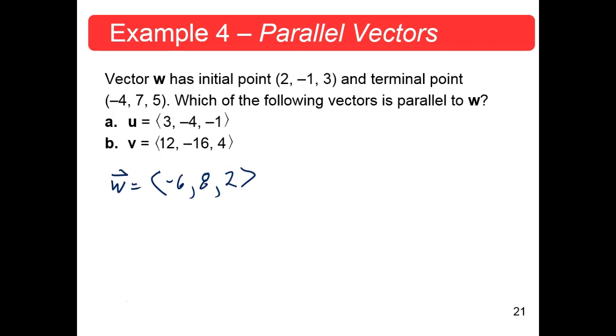Would U be? Yes, it is, because to get from W to U you multiply by negative 2. Negative 2 times 3 is negative 6. Negative 2 times negative 4 is positive 8. Negative 2 times negative 1 is positive 2. Yes, that one works. How about V?